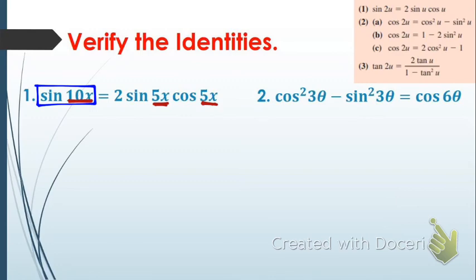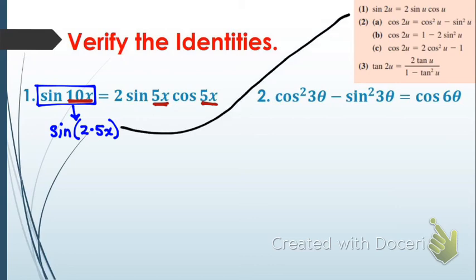10x is twice as big, right? It's 5x times 2. So I could rewrite this as sine of 2 times 5x, right? Don't I have double angle formulas? Look over here. Sine of 2 times an angle. If I let this be u, how could I rewrite that using my double angle formula?